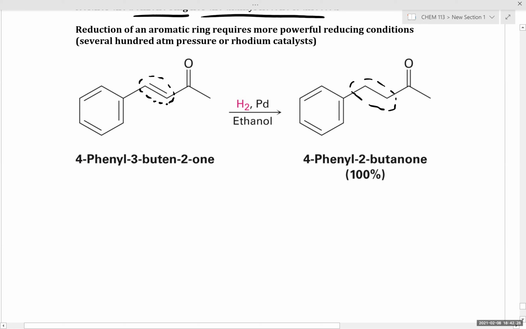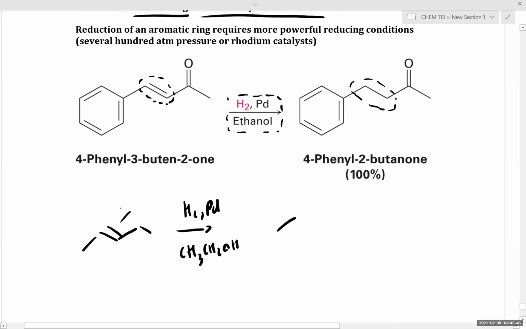So these conditions are built up for the hydrogenation of an alkene. If you take a typical alkene substrate and subject it to hydrogen, palladium in ethanol, you will selectively reduce this alkene by essentially adding an equivalent of H2 across your double bond.